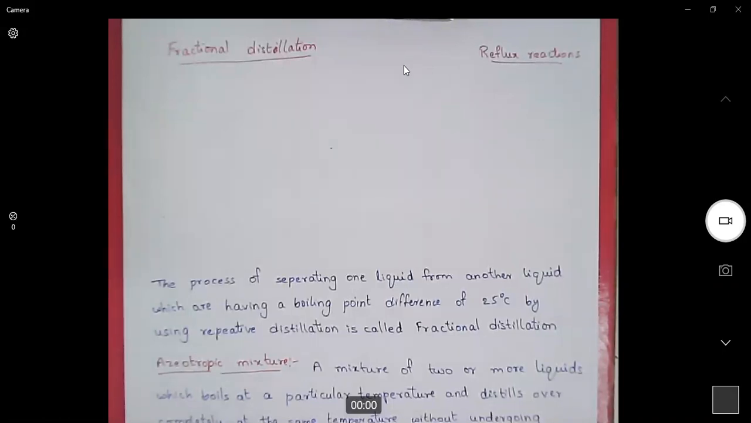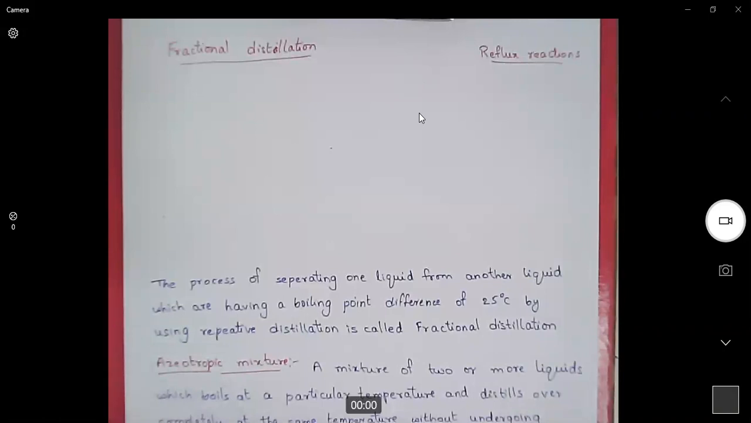And if the boiling point difference is around 25 degrees centigrade or less, then what can we do? How can we separate these two liquids? Normal distillation is not possible if the boiling point differences are very small. So we will go for a modified distillation process, which is called fractional distillation. If the boiling point difference is less than 25 degrees centigrade, then we will go for fractional distillation.